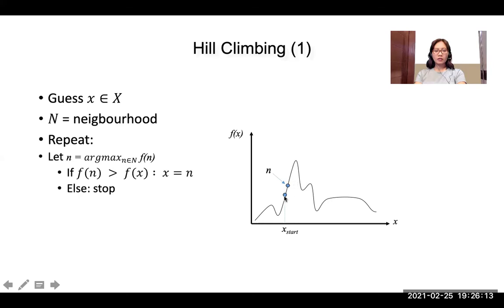If your current state is here, then you look at your neighbors, whether you move to the left or to the right. Okay, because my right neighbor has the highest value of f of n, I choose the right neighbor. And then I keep climbing up to the peak point, the highest point.